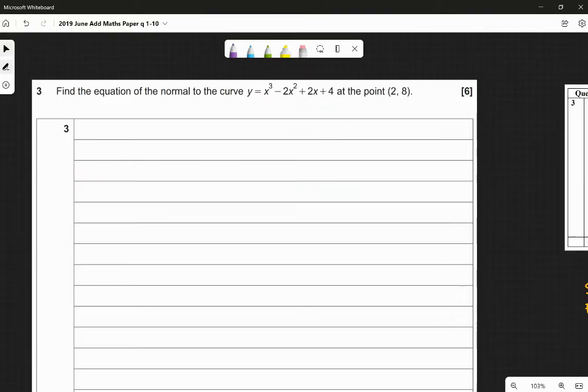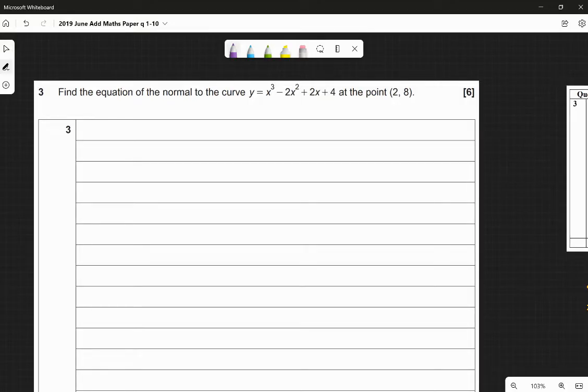Okay, question 3. Find the equation of the normal to the curve y equals x cubed minus 2x squared plus 2x plus 4 at the point 2, 8.